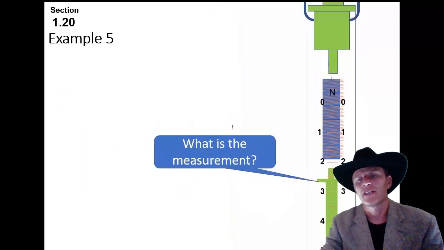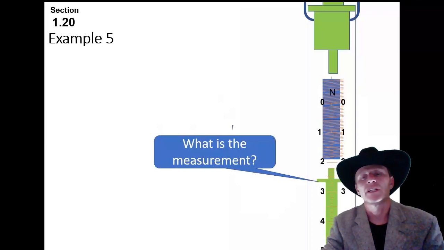So what is the measurement on a spring scale? There's a little piston that slides up and down when you put weight on the S hook. We want to read the top of that piston. So we want to look at that.